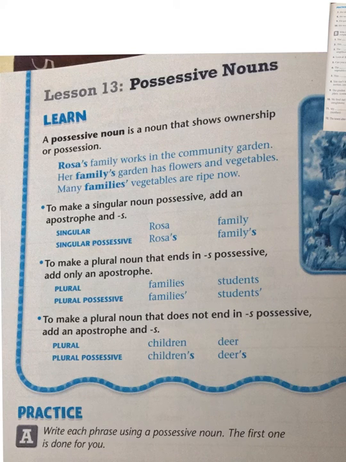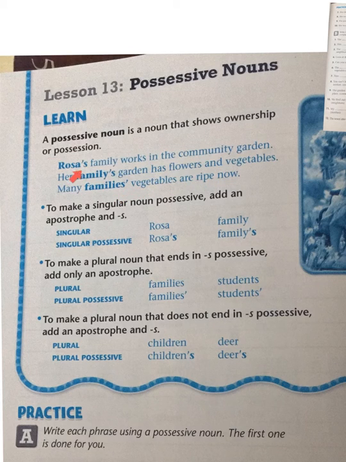Boys and girls, we are looking at possessive nouns today. Under the Learn, a possessive noun is a noun that shows ownership or possession. Rosa's family works in the community garden. So you have Rosa apostrophe S. Her family's garden has flowers and vegetables. Many families' vegetables are ripe now.